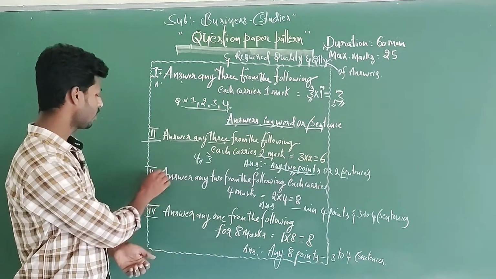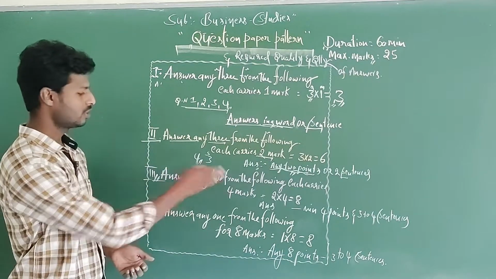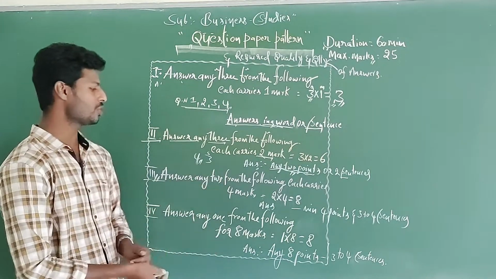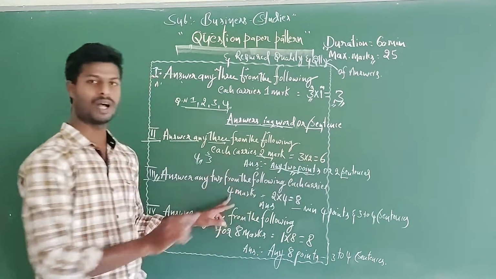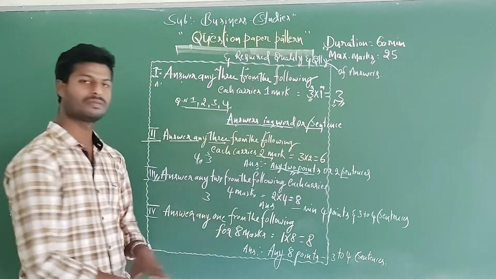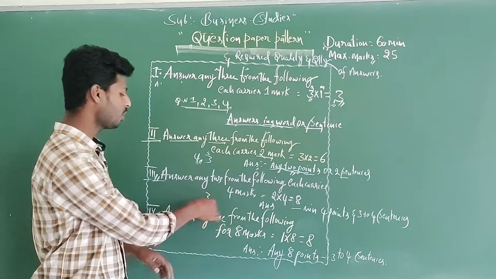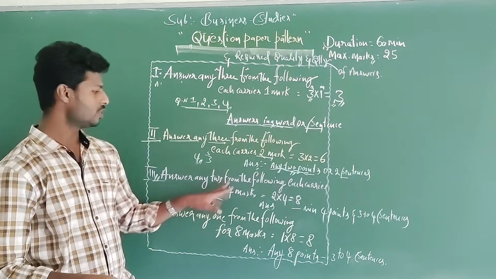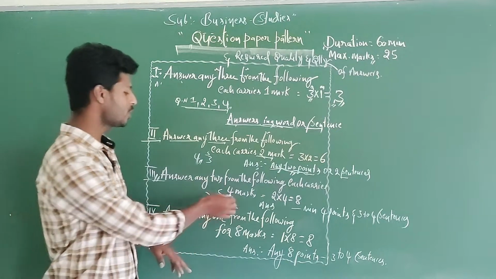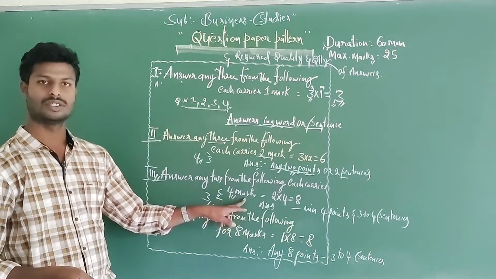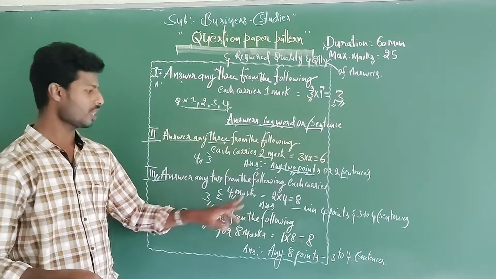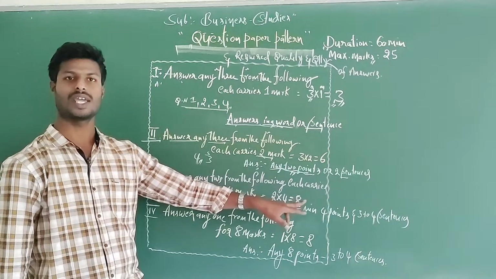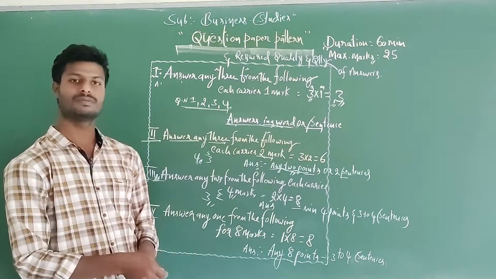My dear students, let me move towards section C, third main. So here, answer any 2 from the following. Here you need to answer only 2 questions, each carries 4 mark. Here also we will find 3 questions. Out of 3 questions, choose any 2, and each question is for 4 mark. Here 2 into 4, 8 mark. You will get totally 8 marks from section C.